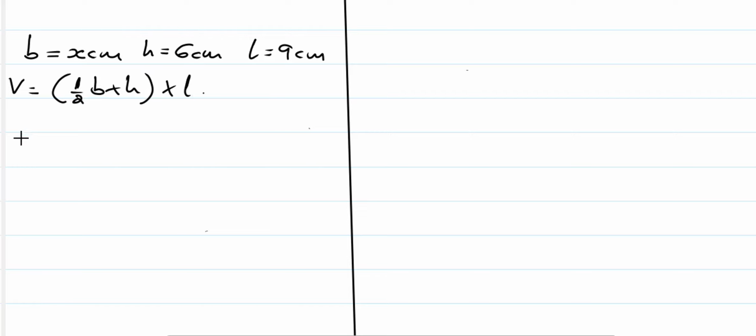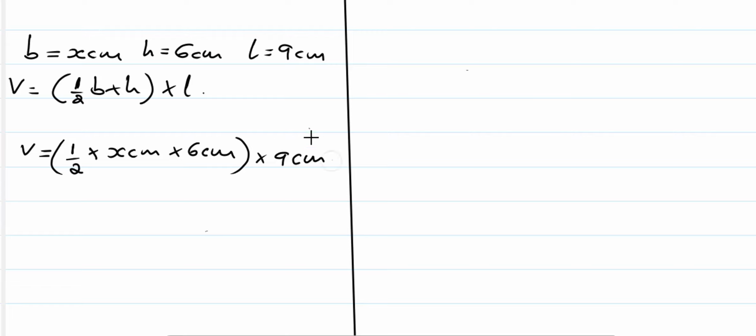So we can say volume is equal to half of base, and we know the base is x centimeters, then multiplied by height, which is 6 centimeters. Of course, the base we are given in terms of a variable. That is the area of the triangle, then we multiply by the length of the prism, which is 9 centimeters, so that we can get the volume. So this is the expression we are asked for here.